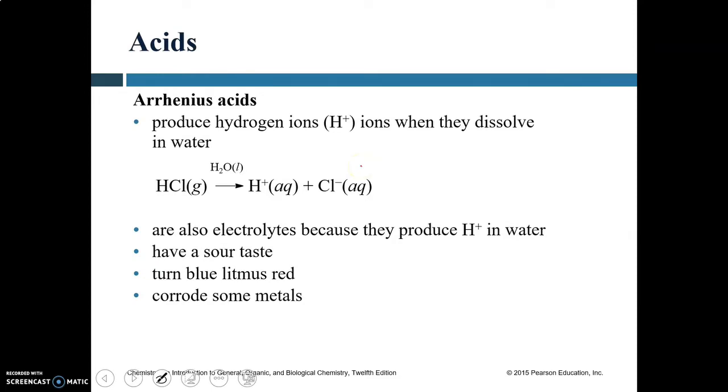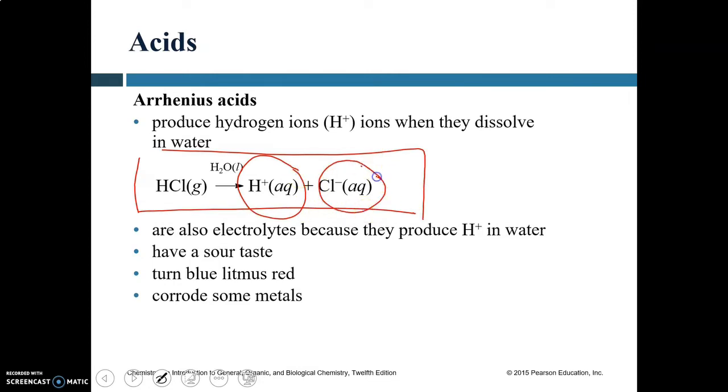So Arrhenius acids are compounds that produce hydrogen ions, and these compounds are dissolved in water. For example, hydrochloric acid dissociates into hydrogen ion and chloride anion. Since they produce ions in the water solutions, they are also electrolytes. Solutions of acids usually have a sour taste. They turn the indicator litmus, which is blue, red, and acids can corrode certain metals.